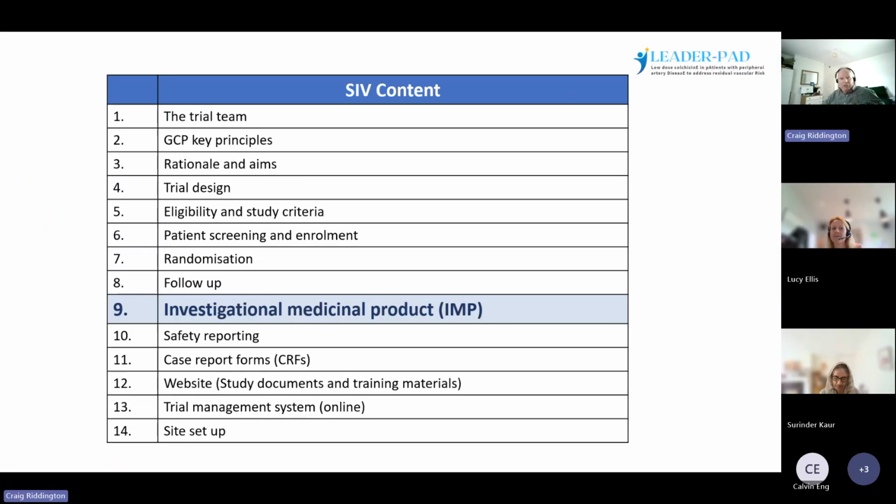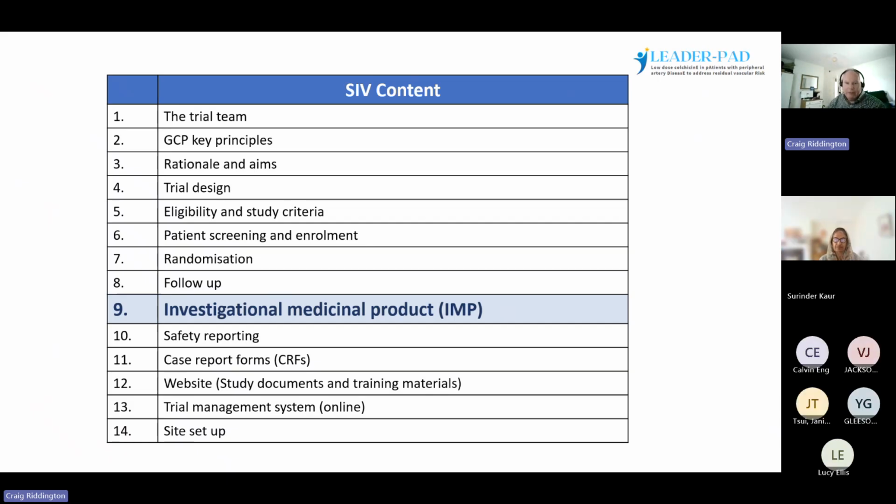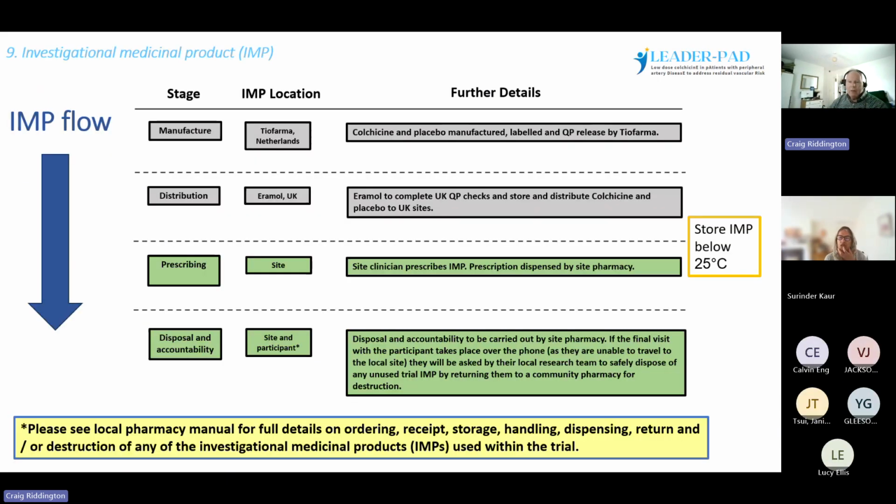Okay, so I'd like to talk about the IMP now. The active run-in and blinded product is being manufactured by Tia Pharma, who have been contracted by the international sponsor. Tia Pharma will be doing 2 manufacturing campaigns. They've completed the first one, and the second one will be done later in 2026 or into 2027.